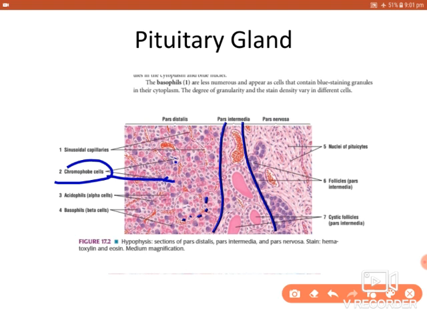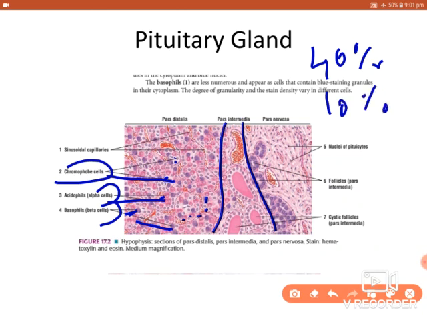The chromophiles include acidophils and basophils. Acidophils have an affinity to acidic dye, which takes eosin and gives the cytoplasm a pink color. These are the acidophils or alpha cells, which contribute some 40% of the total population. The basophils or beta cells have an affinity to basic dye, take the hematoxylin stain, and give the cytoplasm a bluish color. They contribute 10% of the total population. The chromophobe cells contribute 50% of the total population of the cells in the anterior pituitary.